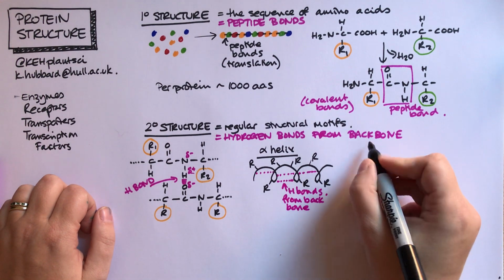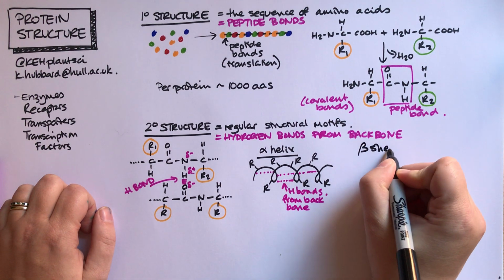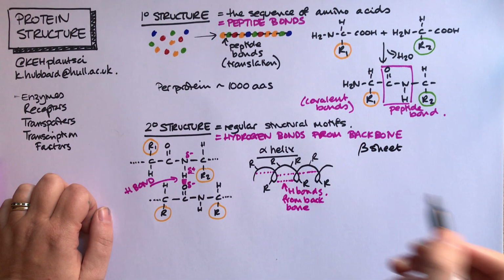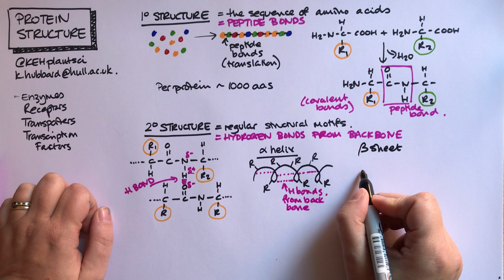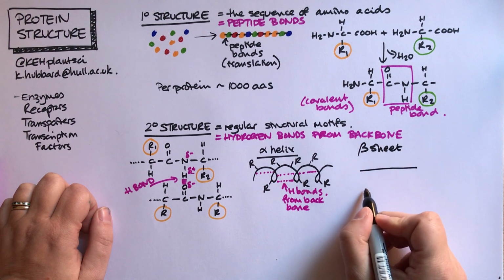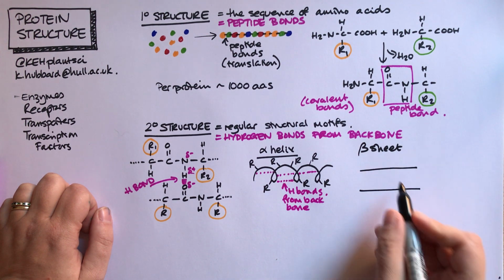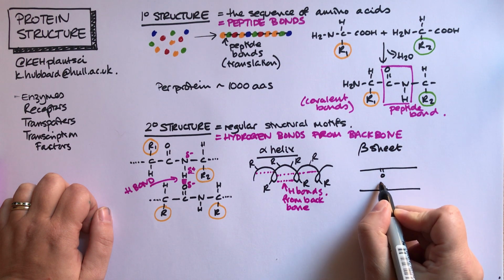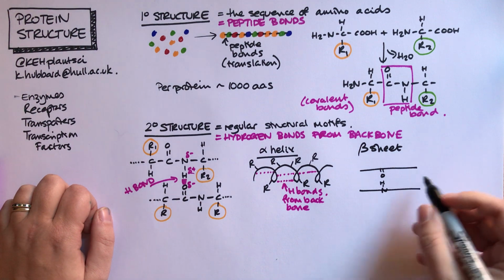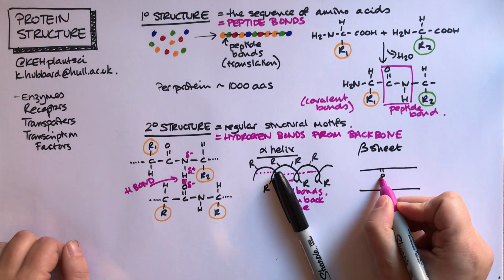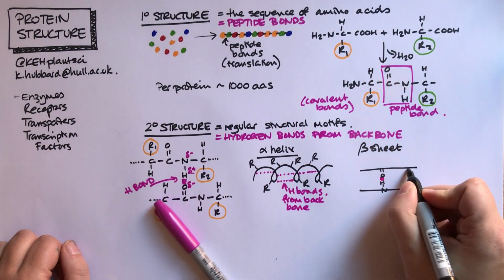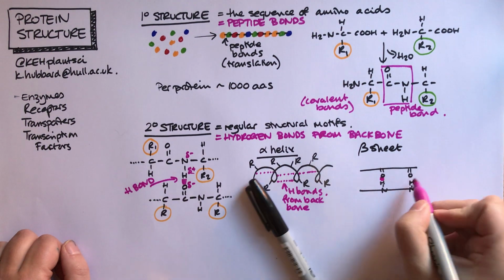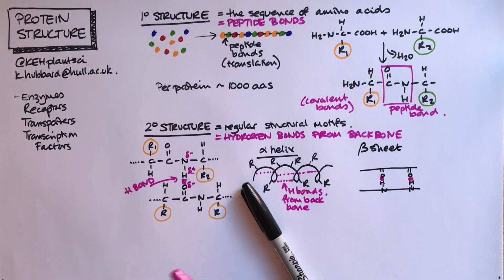The other secondary structure that you can have is the beta sheet. So the alpha helix is within one piece of protein. With the beta sheet, you need two bits of protein to come together. So there we've got the O, and there I've got the NH. Then we've got the bond forming between them, and that will happen again down the protein. So again, it's still hydrogen bonds from the backbone.